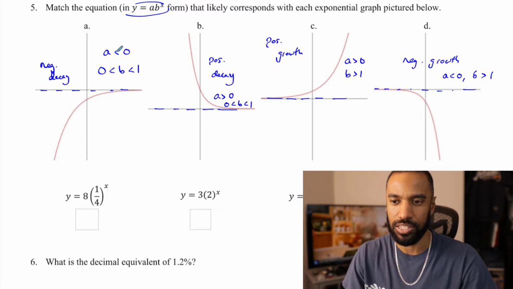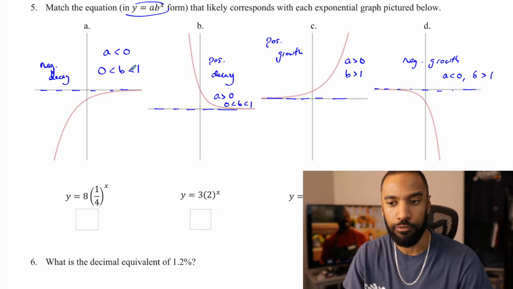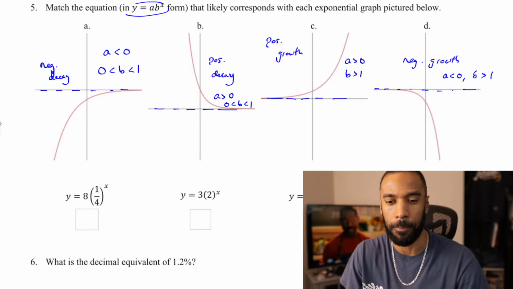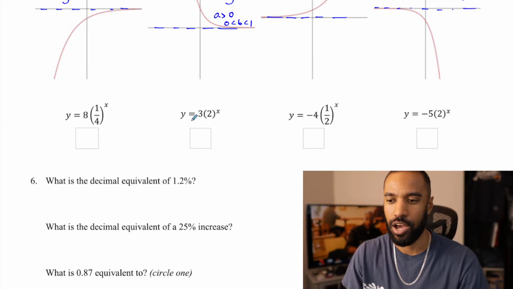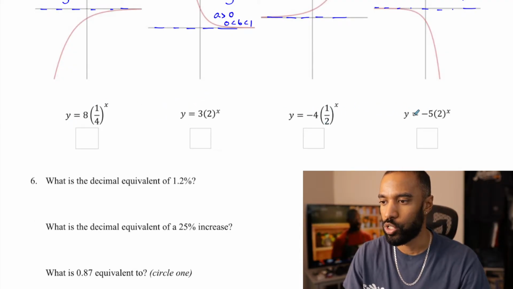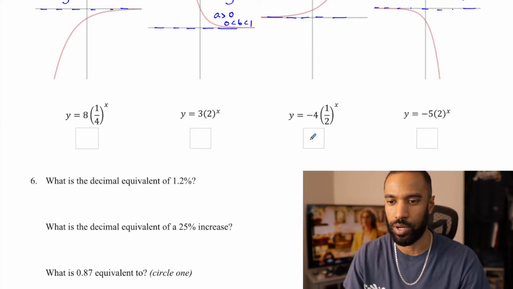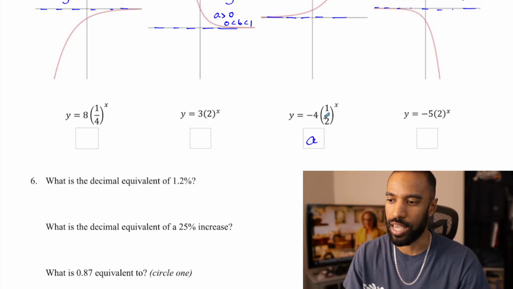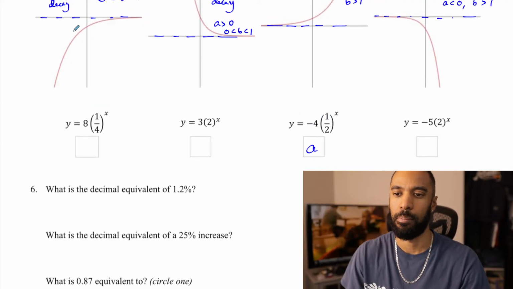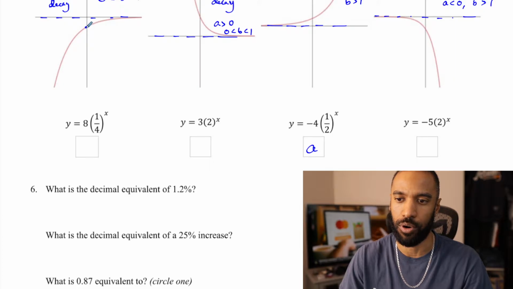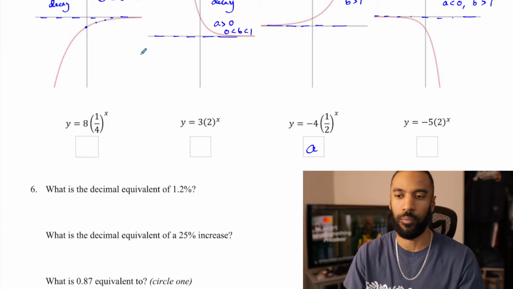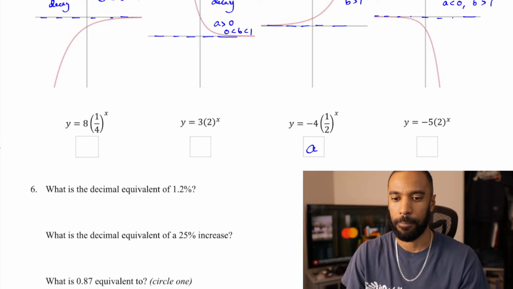Which one has a negative a number and a fraction or decimal b value? A negative a, yes. Which one has the fraction b value? This one. This must be graph A. Y equals negative 4 times 1/2 to the x. Basically means that this is 0, negative 4 right here, and then you take half of that each time x increases by 1. So that must be graph A.